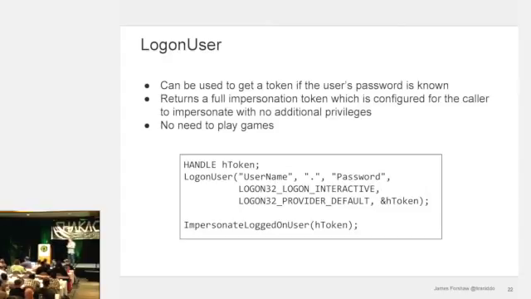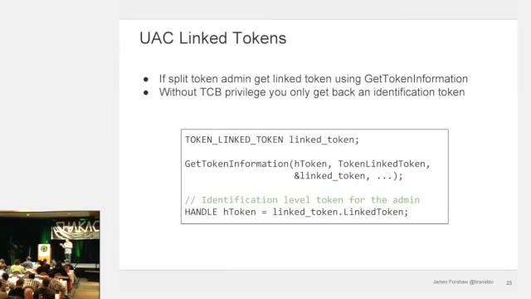If you're running as a split token admin and you need an administrator token, there's a system call for that. Just give me the linked token, which is associated with my current token, and it will return you what is effectively an administrator token. Now, it's not stupid enough to give you back a full impersonation token, it's only identification, but it's a really quick and easy way of getting an administrator token as a normal user, assuming you're actually running as a split token admin.